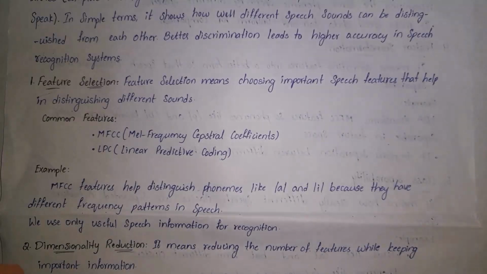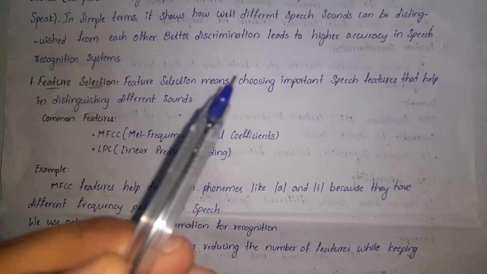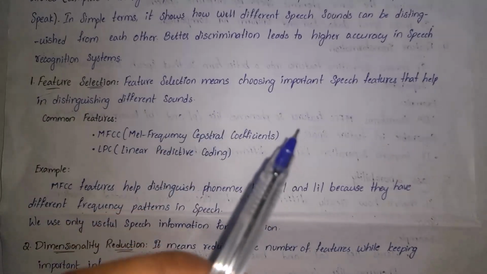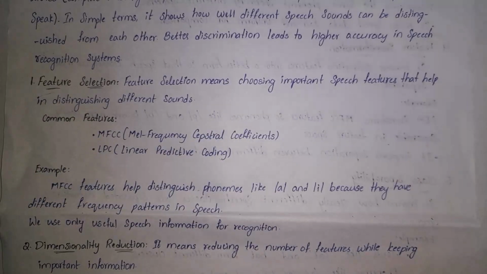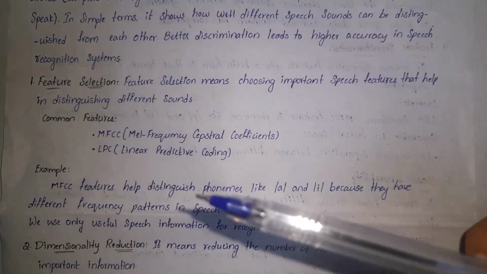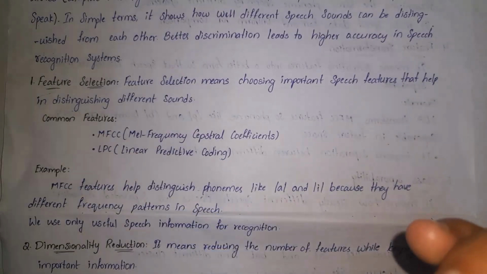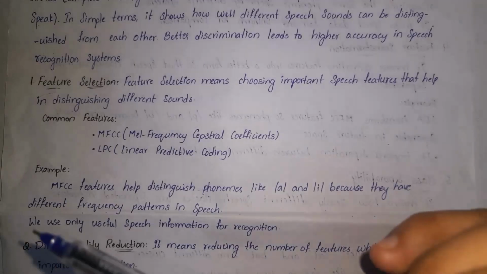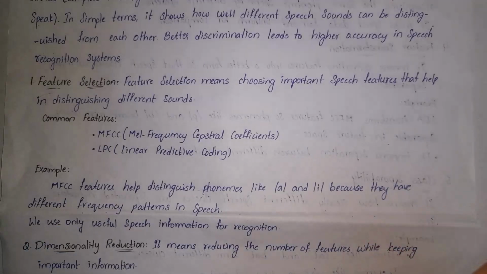And the first one is feature selection. Feature selection means choosing important speech features that help in distinguishing different sounds. As the name itself says, feature selection. That is nothing but selecting only important features by removing all unnecessary features. And based on those important features, sounds are differentiated. In order to select important features, the system will use techniques like MFCC, that is Mel frequency cepstral coefficients, and the next one is LPC, where LPC stands for linear predictive coding.